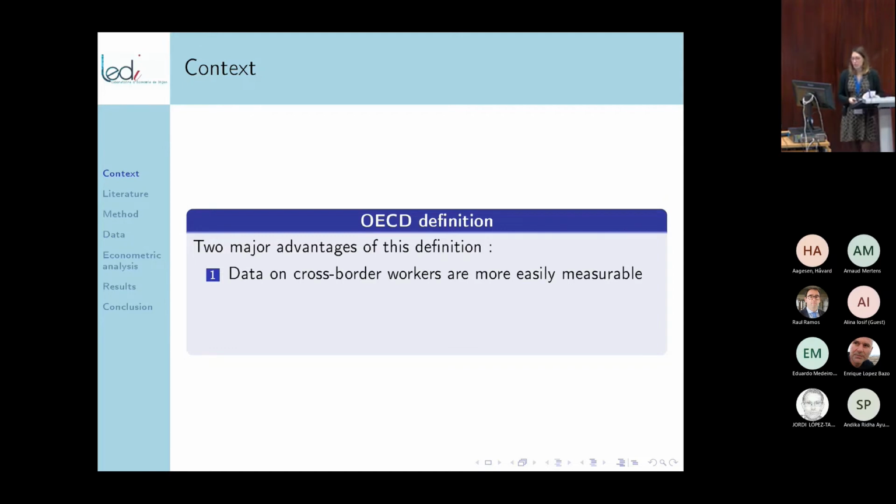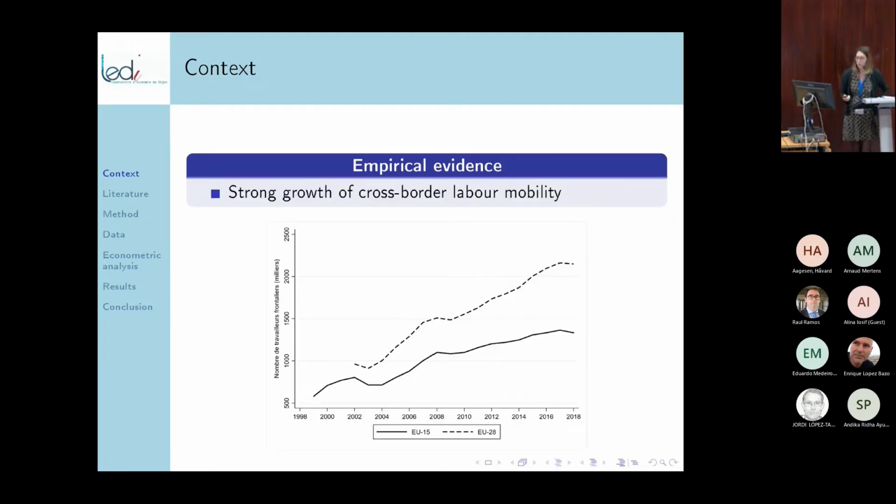The use of this definition has two major advantages. The first advantage is that data on cross-border labor mobility are much more easily measurable than data on temporary migration. The second advantage is that this phenomenon is very interesting from an economic point of view, as it has seen huge growth in recent years. This figure suggests a strong growth in cross-border labor mobility, and indeed, between 1999 and 2018, the number of cross-border workers increased by about 130% in the European Union.